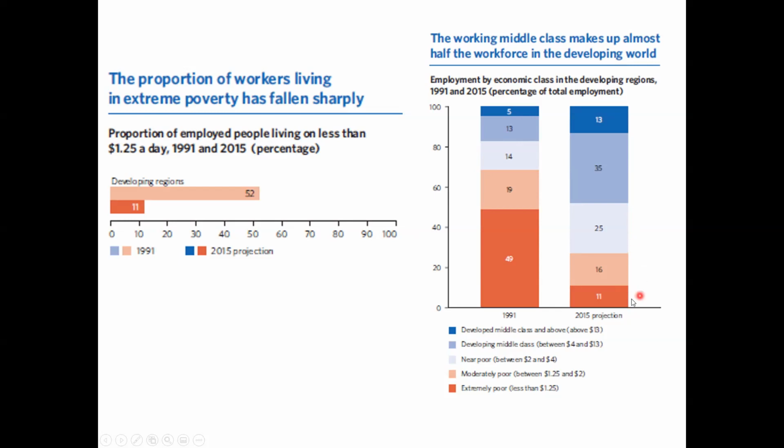If we add this up, we end up with more than half the people in some form of near poor, moderately poor, or extremely poor. We're still dealing with more than half. But the trend is good when we're looking at the workforce, right? We're seeing people getting better compensation from working.